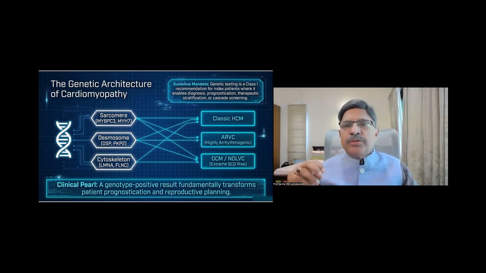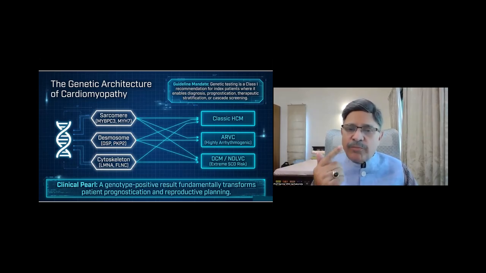Genetic testing is a class 1 recommendation for index patients where it enables diagnosis, prognostication, therapeutic stratification, and cascade screening. This is a class 1 recommendation. For every index case, now the class 1 recommendation is you must explore the genetic side also. Genetic testing must be done for all the index patients. For what? To enable the diagnosis, to prognosticate the patient, give the therapeutic stratification or cascade screening.